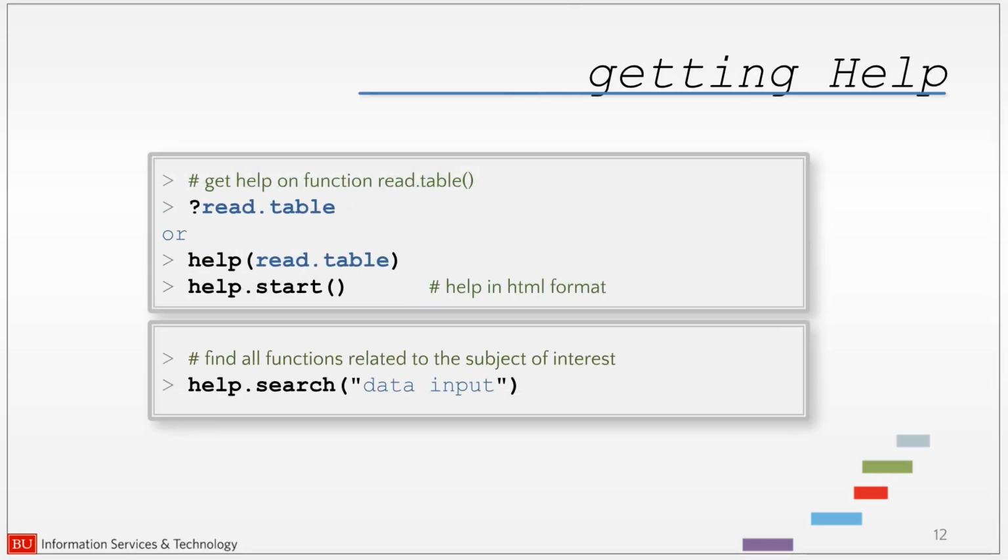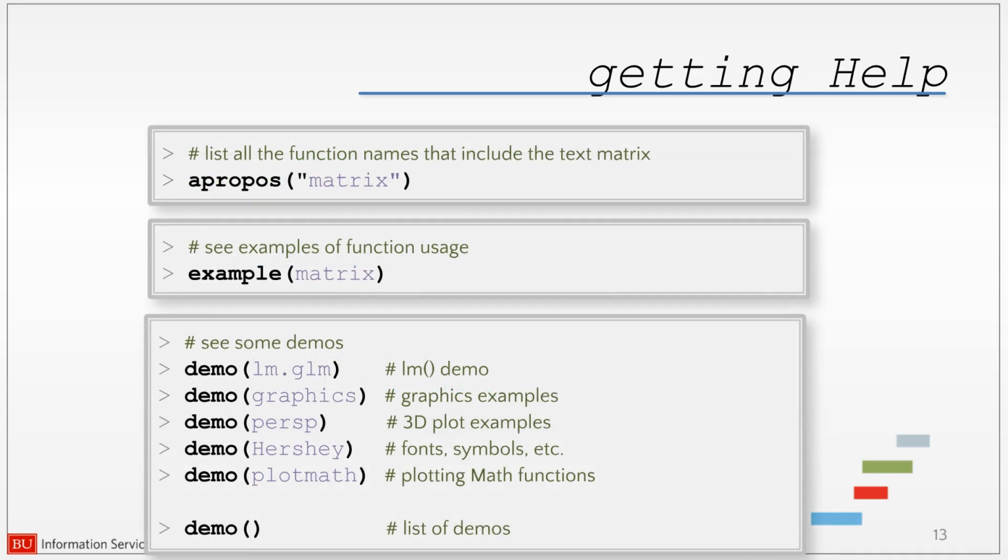To get help on a function, use a question mark followed by the function name, or use the help function. help.start opens help in HTML format. help.search can find functions related to a subject of interest. The apropos function lists function names containing a specific text string. You can use example to see usage examples, and demo to view various demonstrations, such as graphics or 3D plots.